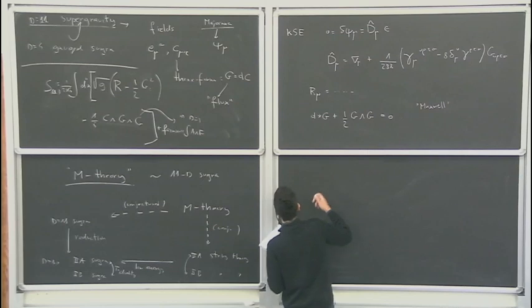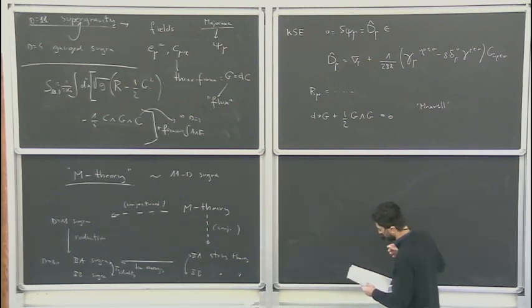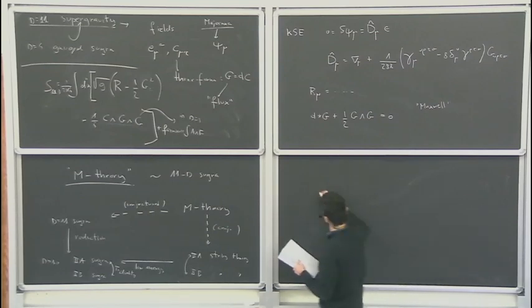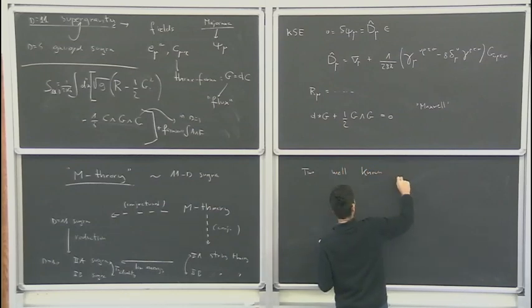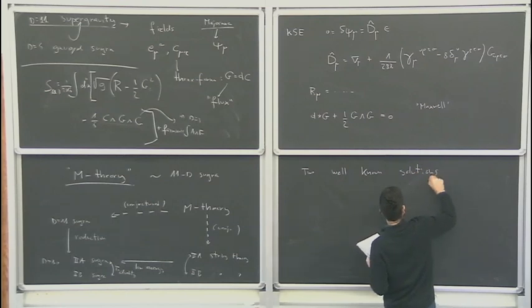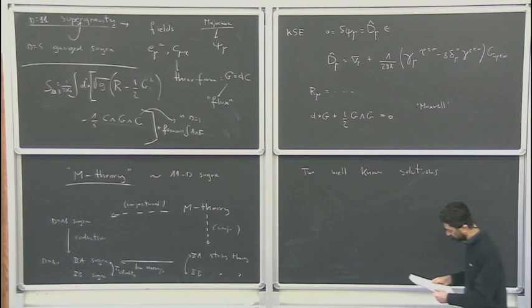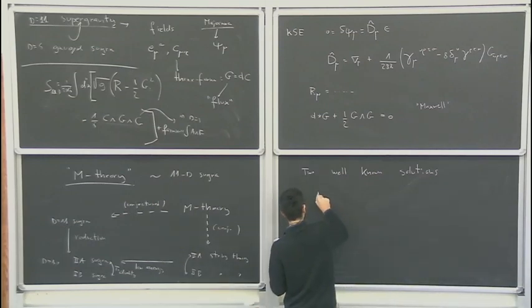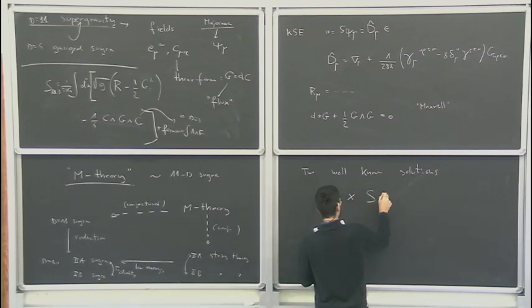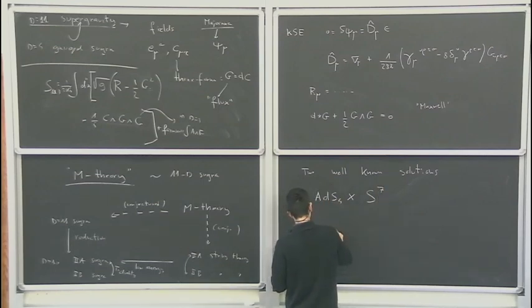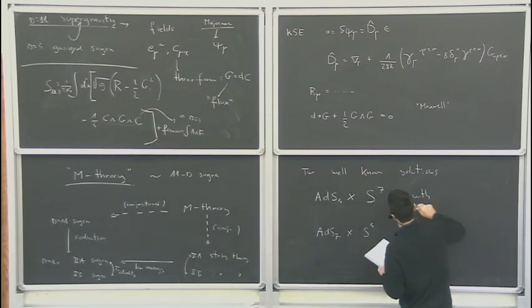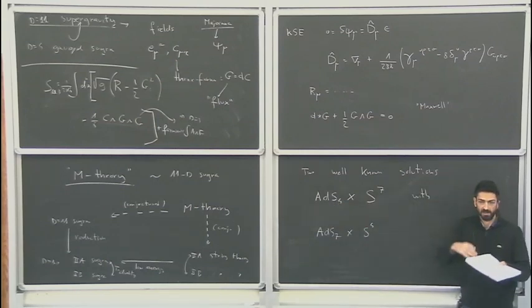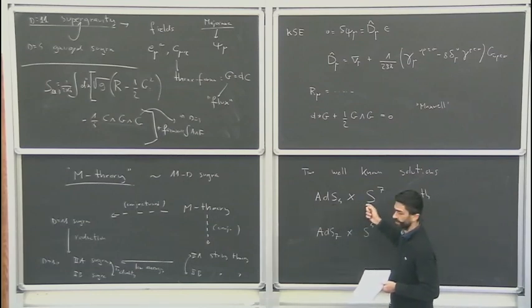So let me mention briefly, although I will not go into the details, two well-known solutions that were found a long time ago, about 30 years ago, or even more perhaps. And these are, in a simple notation, the direct product of anti-de Sitter 4 times a 7-dimensional sphere, and anti-de Sitter 7 times a 4-dimensional sphere. So this takes into account the form of the metric. The metric is just a direct sum of the metric on anti-de Sitter and a metric on the sphere.